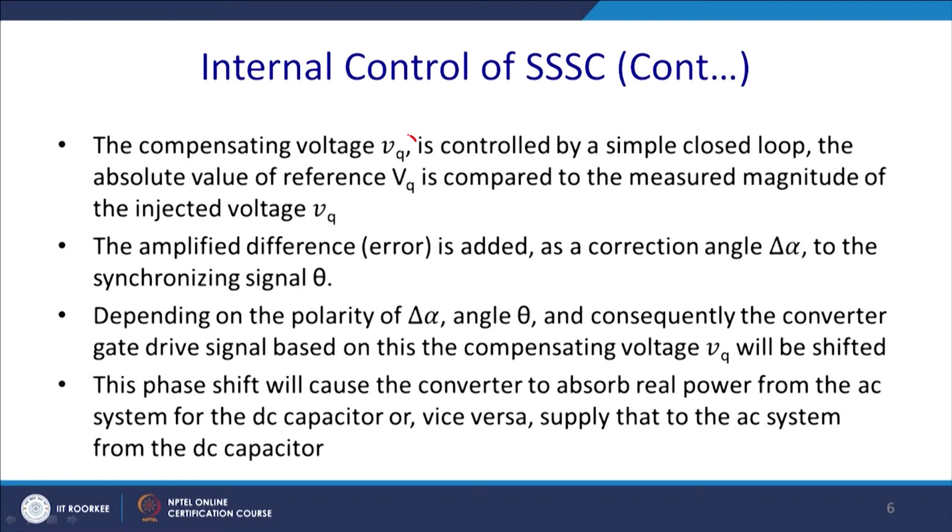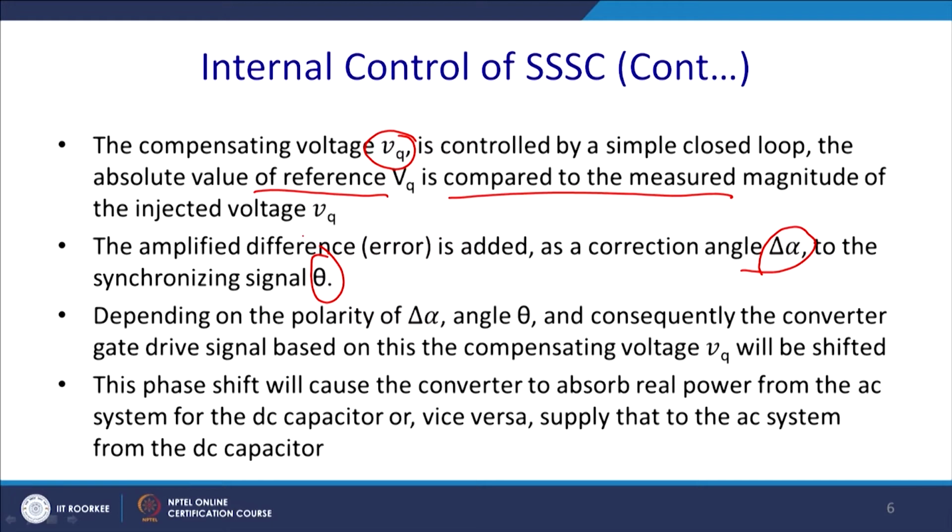Then the compensating voltage VQ is controlled by simply a closed loop control. The absolute value of the reference VQ is compared with the measured magnitude of the injected VQ, and thus we have an error and we feed this error to the PI controller. The amplified difference or error is added as a correction angle alpha. So, the output of the PI controller will be the change of the phase angle, that is del alpha, added to the synchronizing signal that is coming from the PLL, theta. So, the angle then becomes theta plus del alpha.